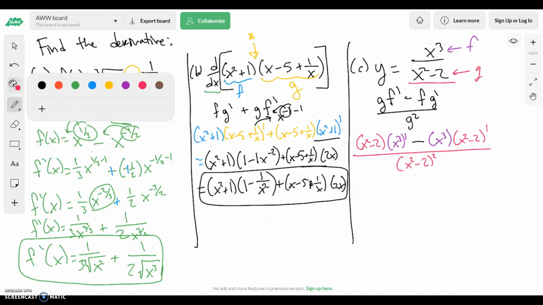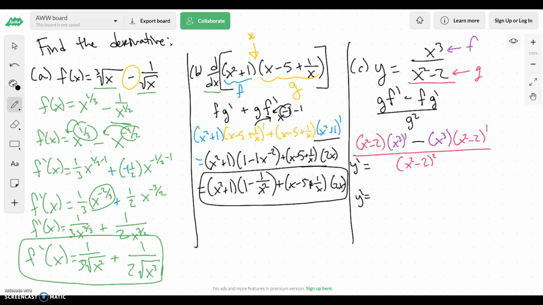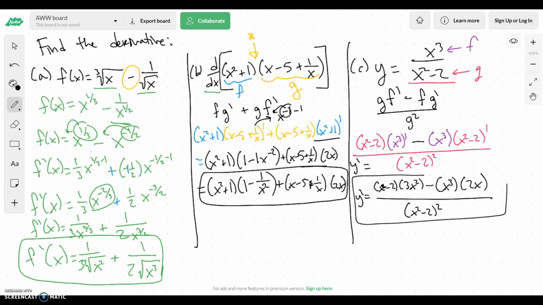Oh, all of this was y prime equals that. So y prime is going to be equal to, so x squared minus 2, nothing happens there. This is going to be 3x squared minus x cubed. This is going to be 2x, minus 2 is going to go away, divided by x squared minus 2 squared. Okay, and at this point you can leave it like this if you want to. We're not going to work with it a little bit more. Let's just leave it as this. Okay, later on we'll reduce it more.